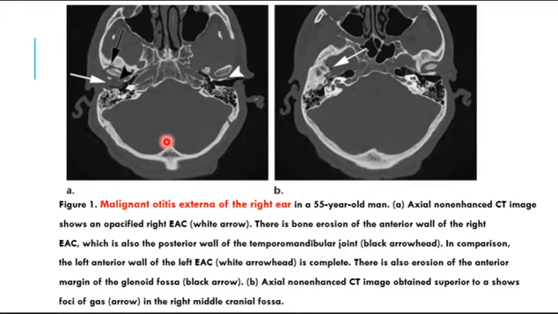This is a case of malignant otitis externa of the right ear, and axial enhanced CT image. There is a bone erosion of the anterior wall of the right external auditory canal. We have a bony erosion. Look at the bone in the right side and the bone in the left side. There is a significant erosion of the bone. There will be involvement of the temporomandibular joints, and also there's erosion of the anterior margin of the glenoid fossa. Also, there's a focus of gas we see in the next image in the temporal fossa, in the middle cranial fossa, in a section above the previous one.